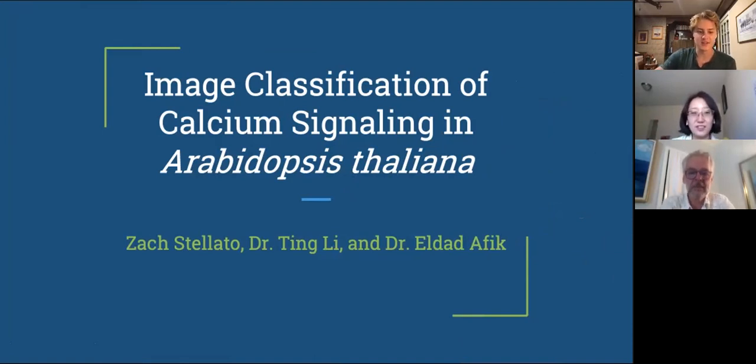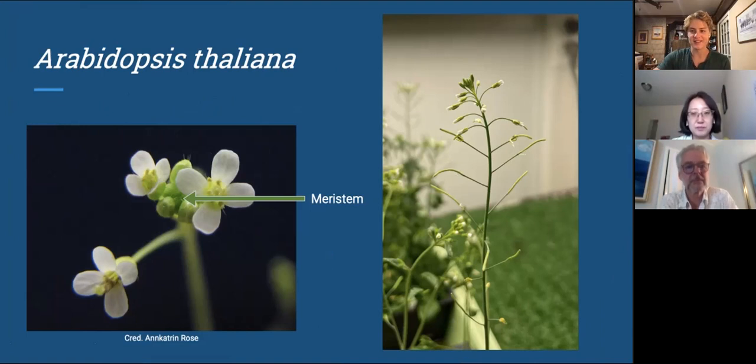The Arabidopsis thaliana is a flowering plant native to Asia and Europe. It is self-pollinating, which makes it easy to grow in labs. And as you can see, at the apex of the shoot is the meristem, where the new buds, known as primordium, emerge.